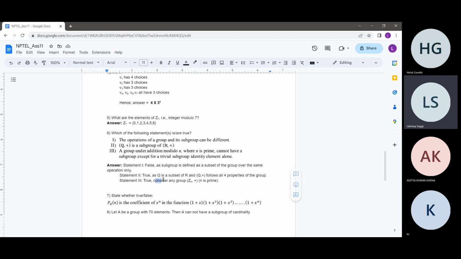So what this is saying is, we have any group, which is Zn, which is nothing but 0, 1, 2 up to n minus 1. And n is prime here. Note that the order of this group will be equal to the number of elements in this group, right? And the number of elements in this group is actually n only, because there are n numbers, which are 0, 1, 2, 3 up to n minus 1. And we also know that n is prime.